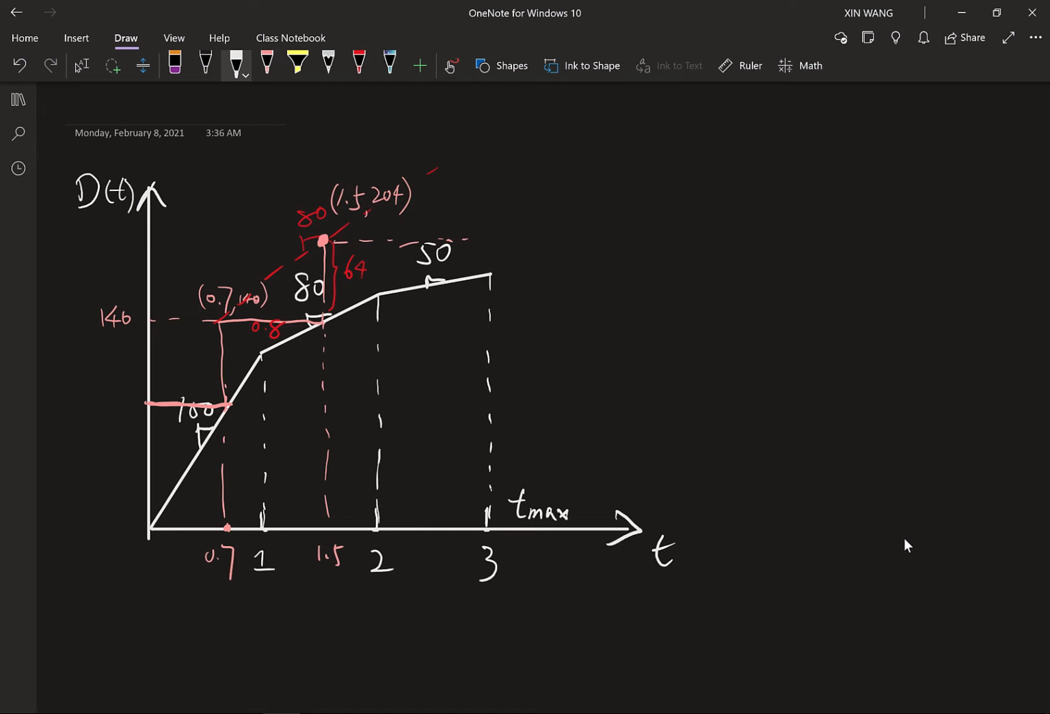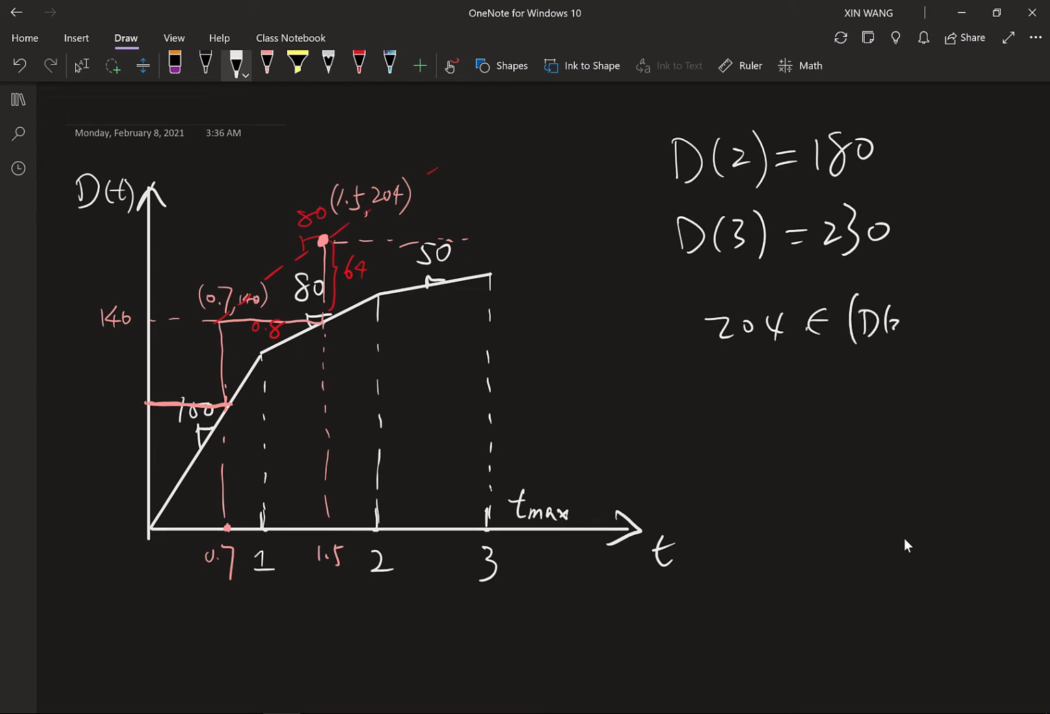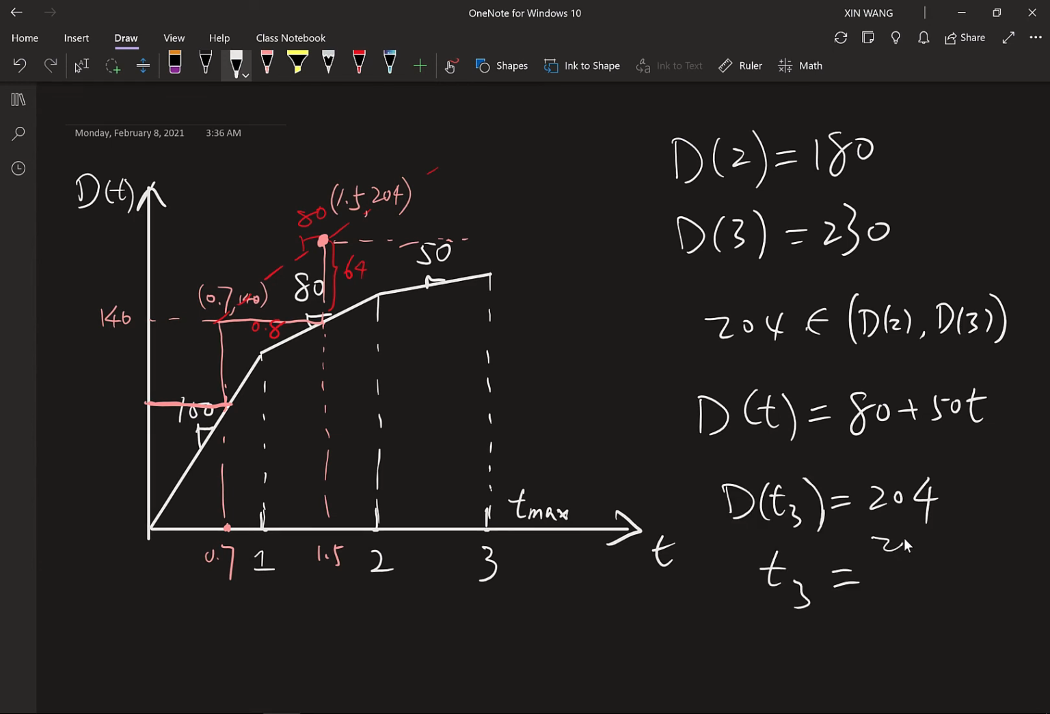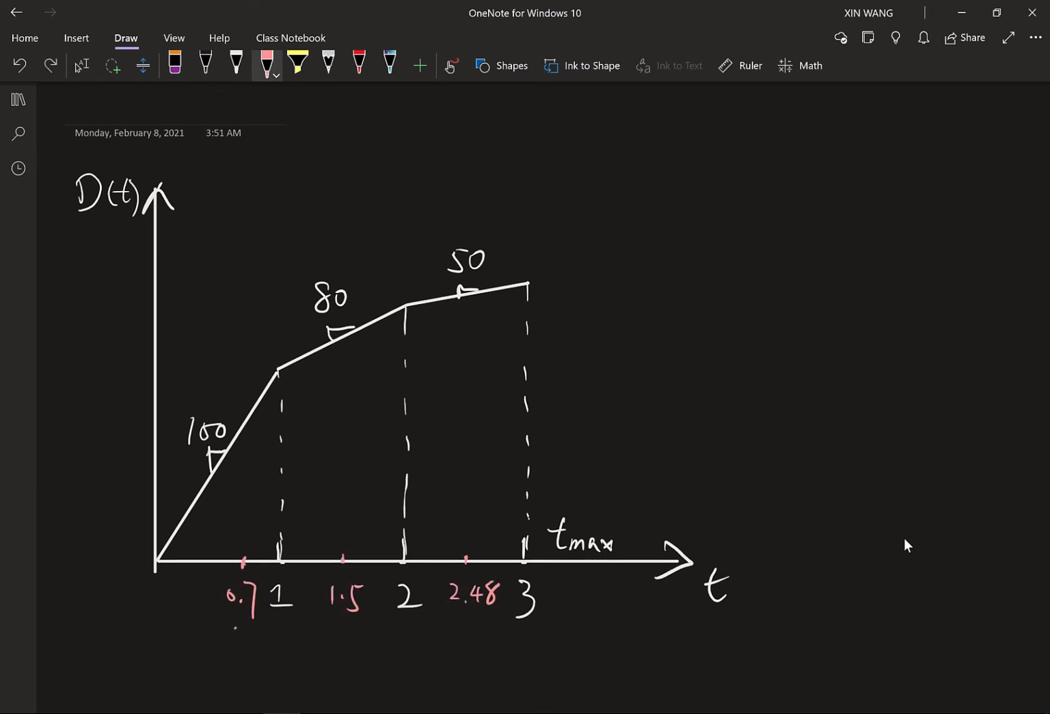In fact, we know d2 equals to and d3 equals to 204. That's in D2 to D3. So we plug in the form for the third piece, 80 plus 50t. So hence we have 2.48. So now we know T1, T2, T3.